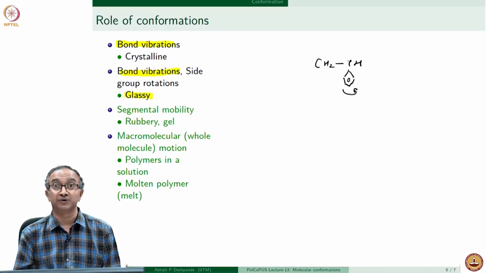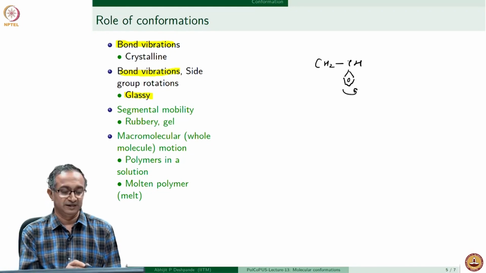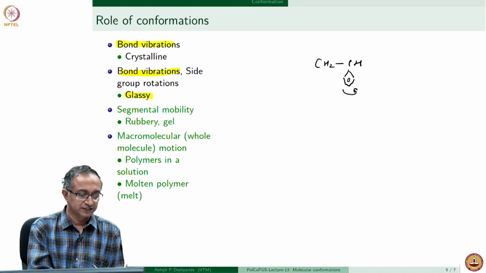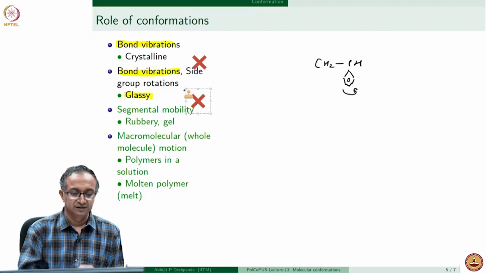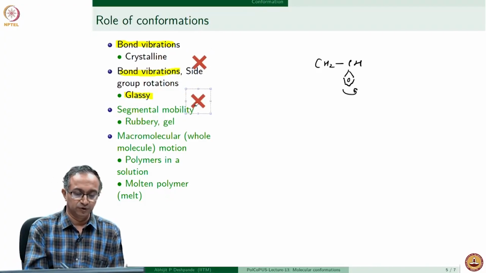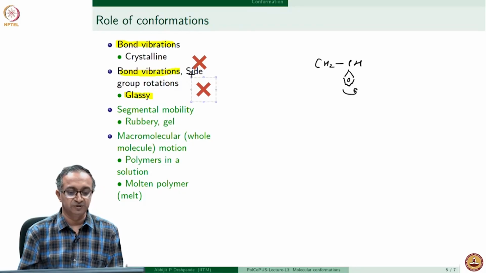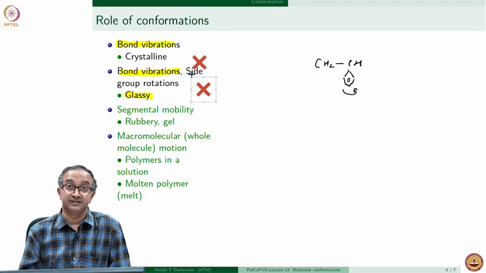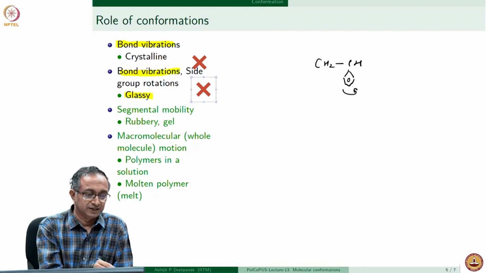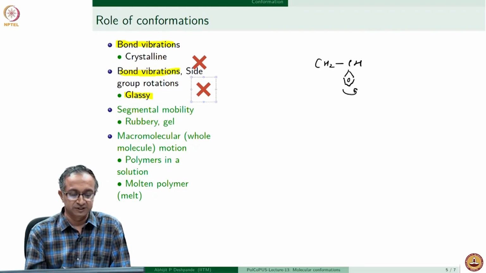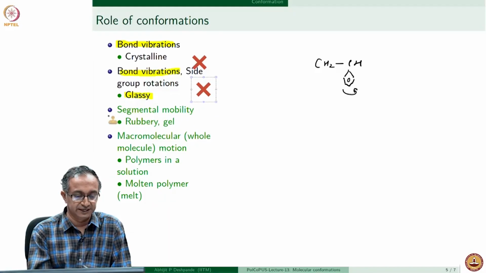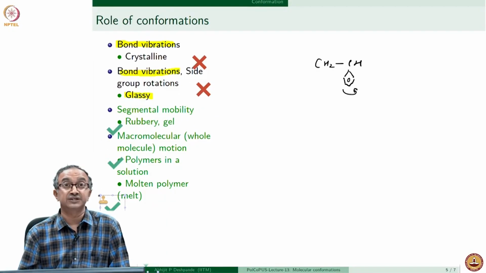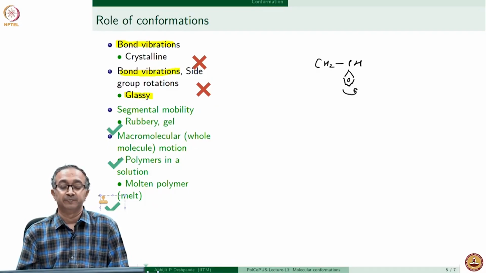But the carbon-carbon bond rotation, which is crucial for the conformational change, is not possible in the glassy state. So as far as conformations are concerned, we don't really have to look at many of these conformational changes as often in glassy or crystalline states. But in the rubbery state, in the melt state, or in solution state, they are extremely important.